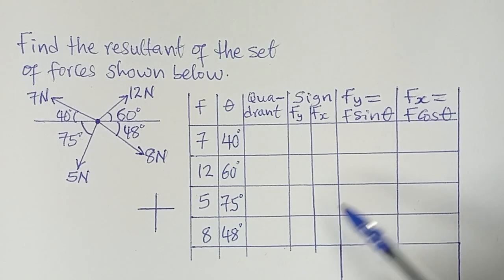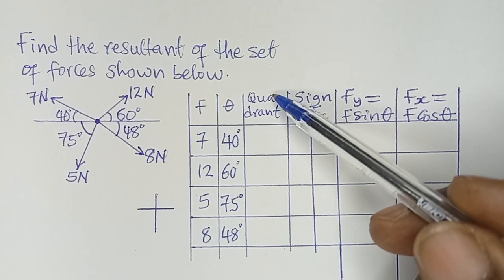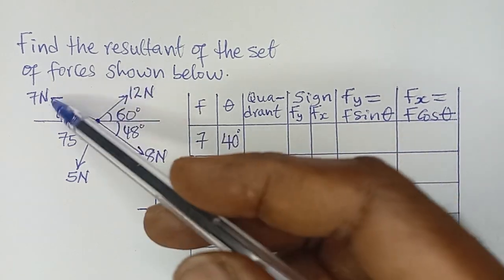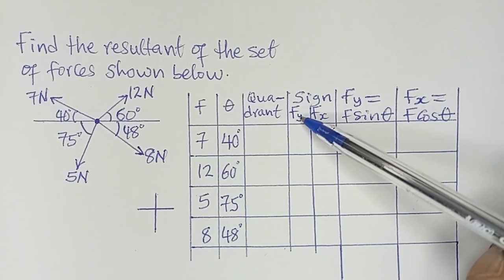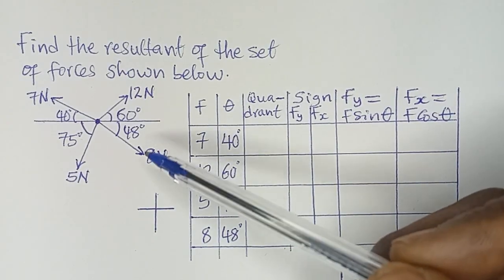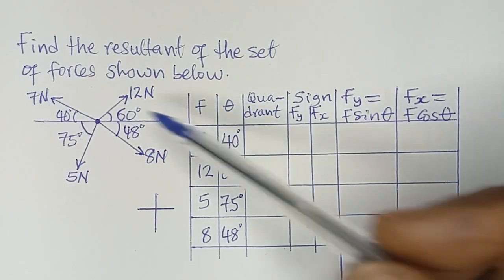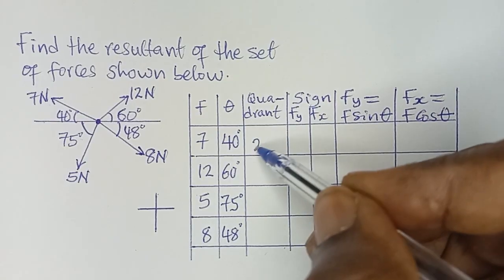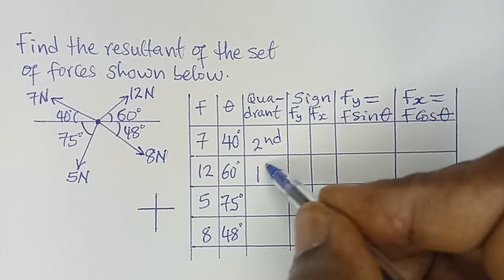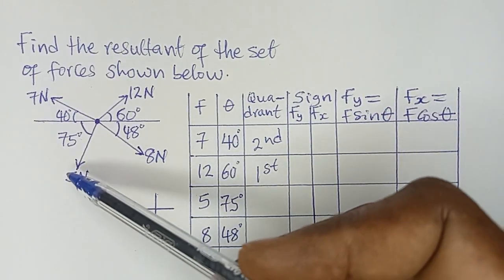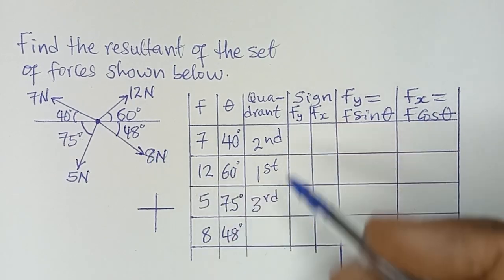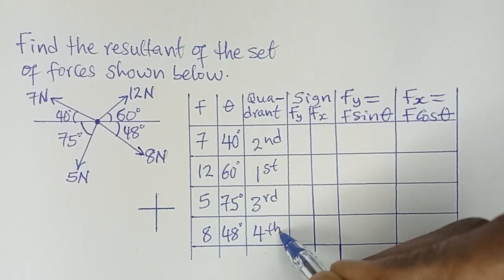Now, it is very important that we remember quadrants. I'm including this quadrant so that it can help us to know which quadrant each of these forces falls into, and that can help us to signify the signs of the horizontal and vertical components of the forces. The 7 Newton force is in the second quadrant. The 12 Newton force is in the first quadrant. The 5 Newton force is in the third quadrant. And finally, the 8 Newton force is in the fourth quadrant.